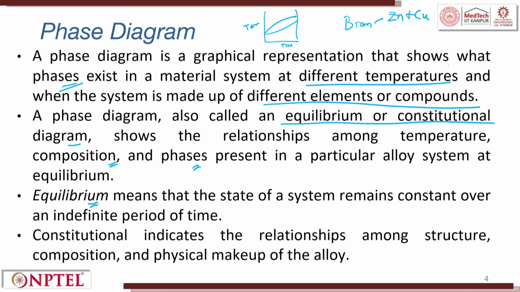What does equilibrium mean? Equilibrium means that the state of a system remains constant over an infinite period of time. The state of a system remains constant. The constitutional diagram indicates the relationship among the structure, composition and physical makeup of the alloy.